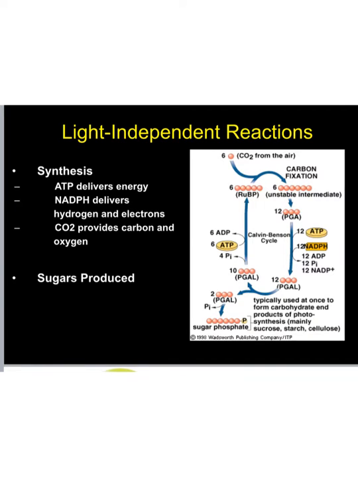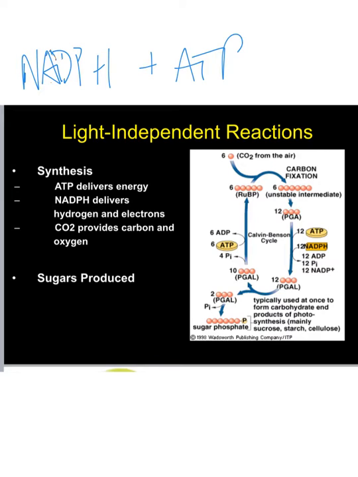Okay, so now we just made our NADPH, and we made our ATP in the light-dependent reactions. We're now going to move on to the light-independent reactions where we're going to use those two molecules. So ATP is going to deliver the energy to drive the light-independent reactions. NADPH is going to deliver the hydrogen ions and the electrons. And carbon dioxide is going to provide the carbon and the oxygen.